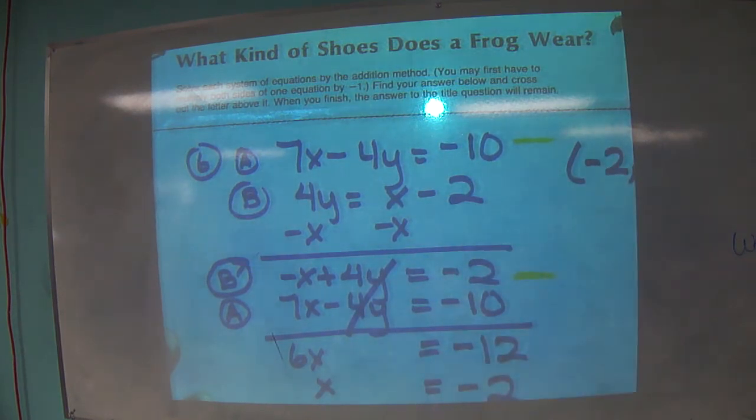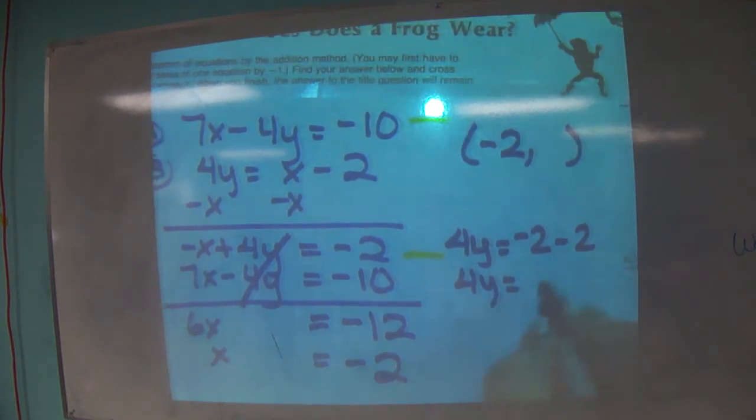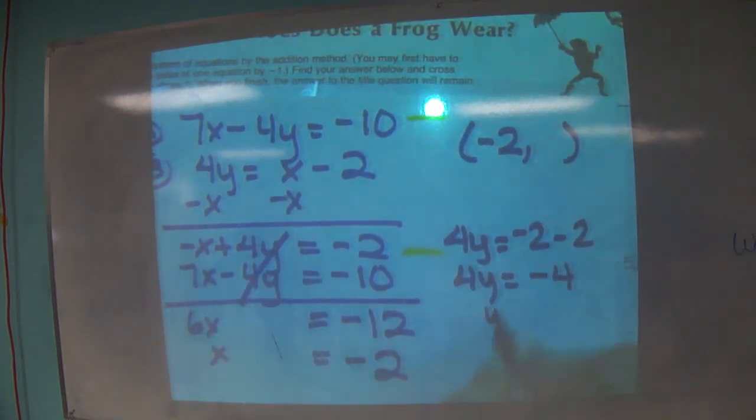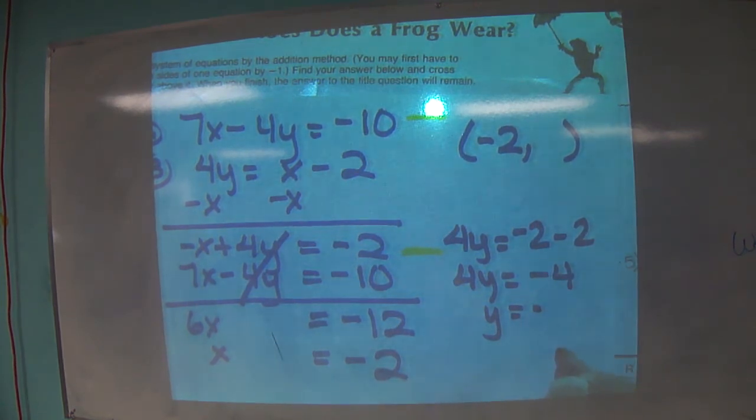How do we find y? Plug the number back in. A or B? Somebody said B. Why do you like B? Because it's easier. So 4y equals negative 2 minus 2? Negative 4. So y equals? Negative 4, 4y equals negative 4. So 1y equals negative 1.